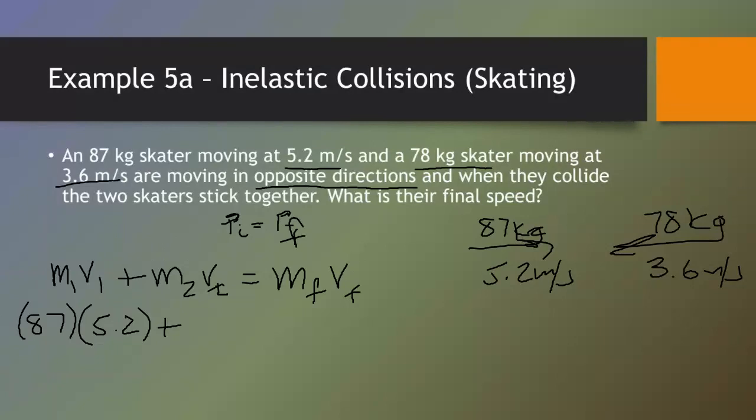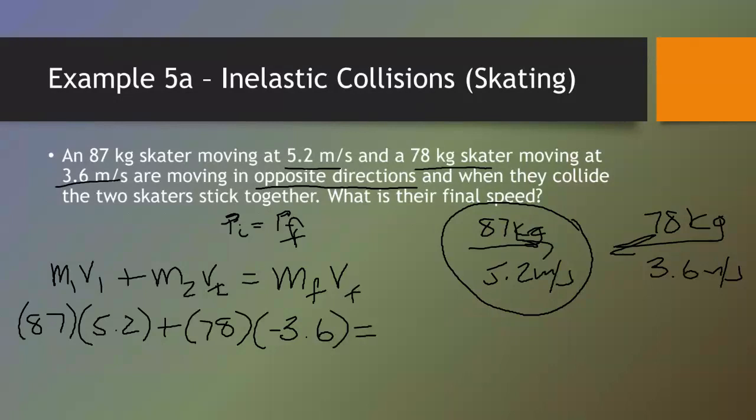Okay. This skater has more momentum, right? Larger mass and a greater velocity, which means that when they stick together, they're probably going to be traveling in that direction, but we can actually figure that out based on the signs as we work this out. You just have to remember the second velocity is going to be negative because they're in opposite directions.